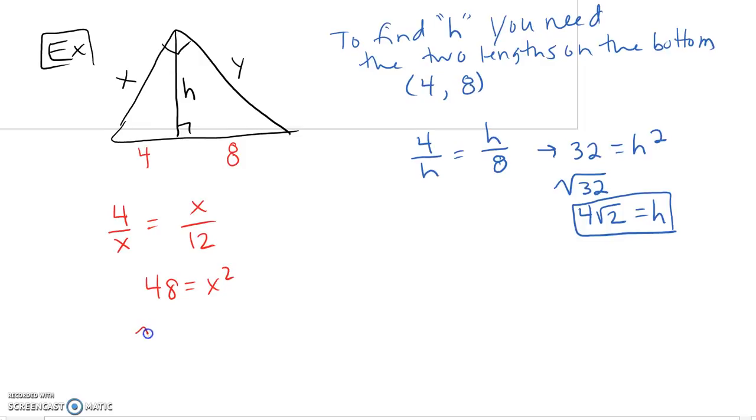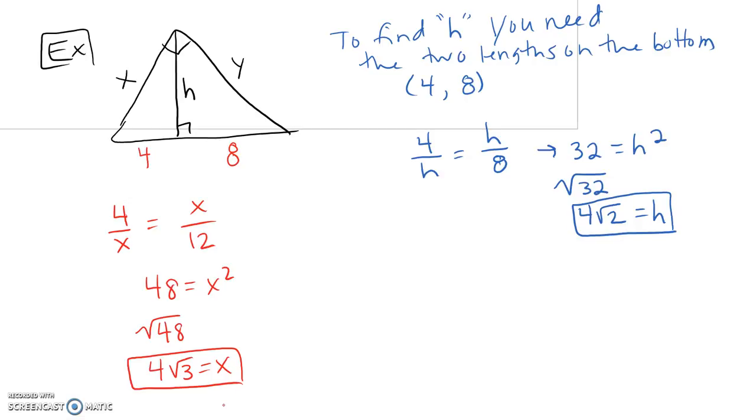I need the square root of 48, which is 4 root 3. Once again, I don't have a calculator, so sorry, I'm leaving it in weird ways. But your calculator will give you that anyway, unless you turn it into a decimal. All right, so that's how you find X.